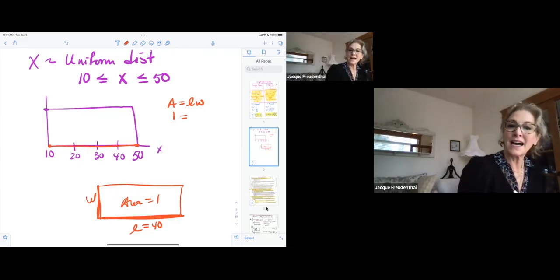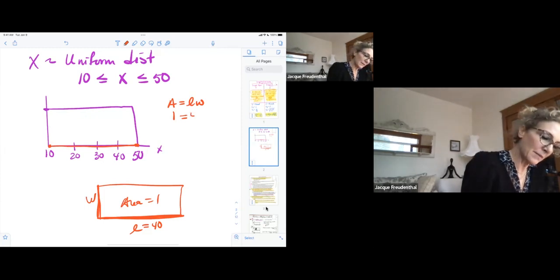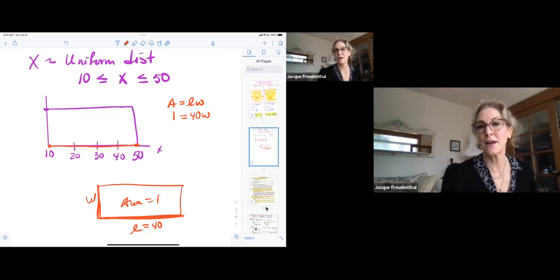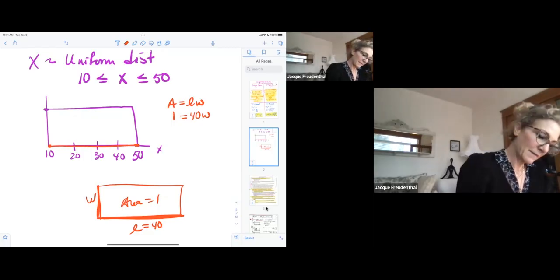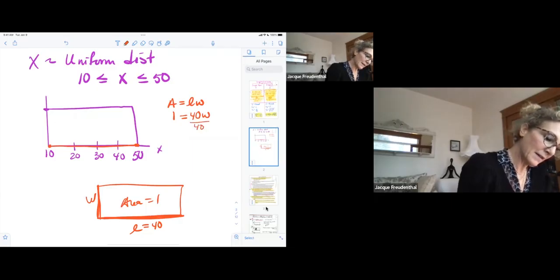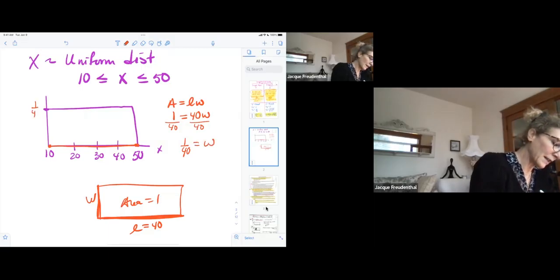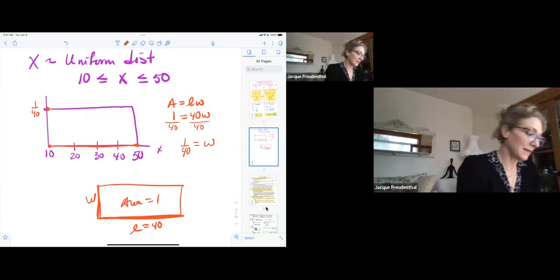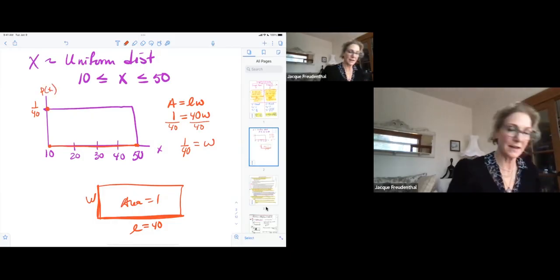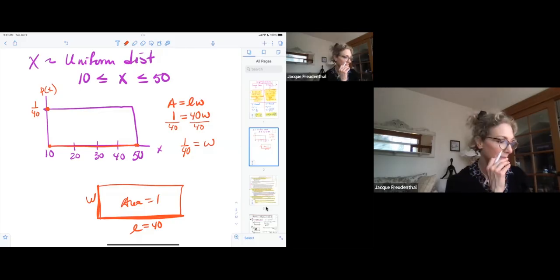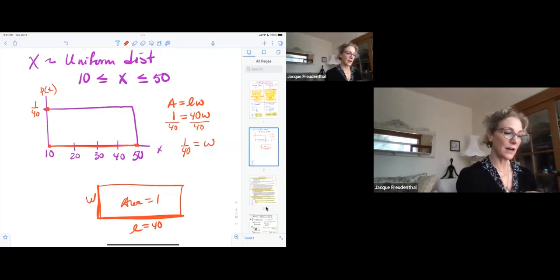But I don't know the height of the box. So in my formula, I could write the length is 40 and the width is my unknown. When I divide by 40, I get 1 over 40 equals the width. So the height of the box is 1/40. That's the probability density function, your P of X. Your y-axis is your probability and your x-axis is the count. Okay, so that's how we would draw the graph.